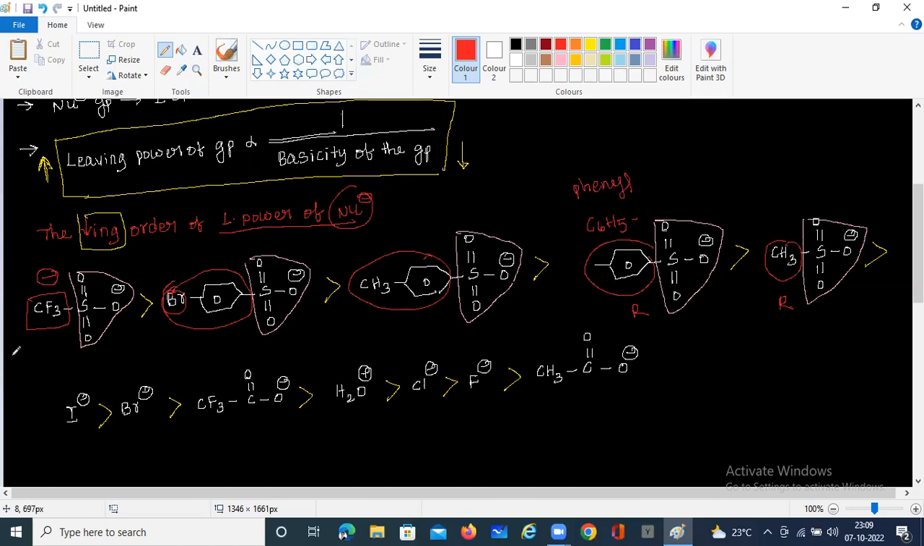The first one is CF3. Please close your eyes and try to remember. First is CF3, next is bromobenzene, next is toluene meaning methyl benzene, next is phenyl, and next is methyl.